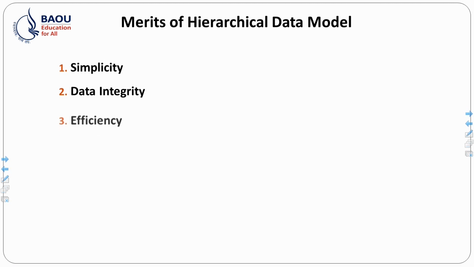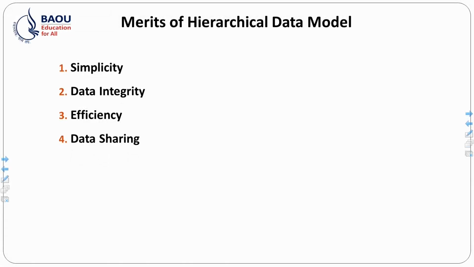Now the next is efficiency. What do you mean by efficiency? The tree structure is very efficient. When the database contains a large amount of data, when we work with a large amount of data, then tree structure is better than other structures. So, here one to many relationship is maintained. So, when we use or fetch or work with a large amount of data, tree structure is efficient.